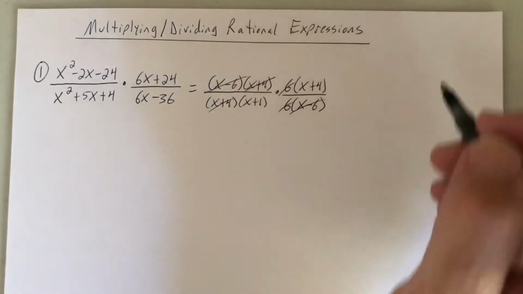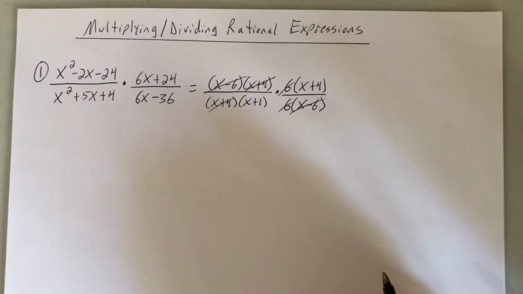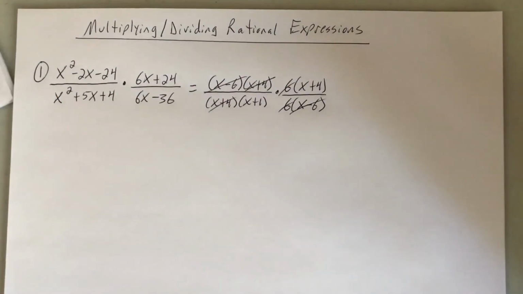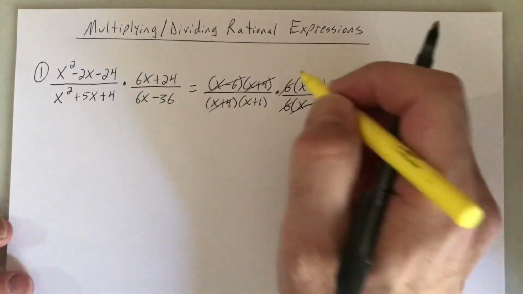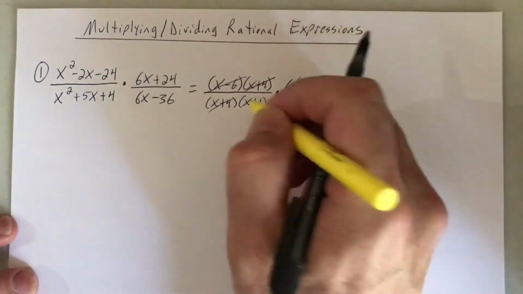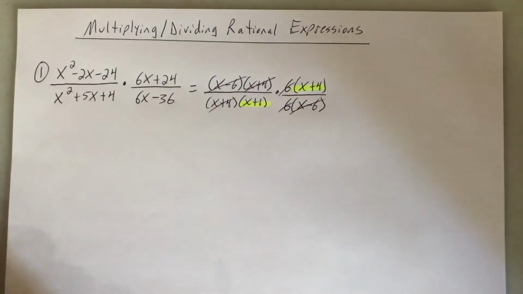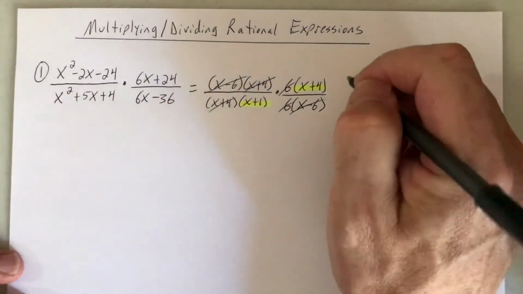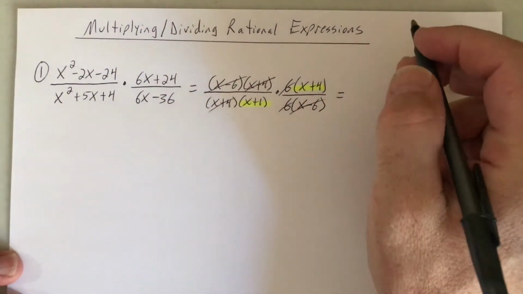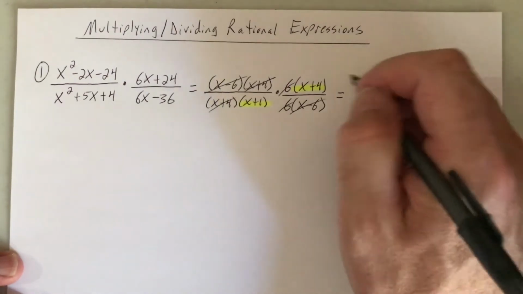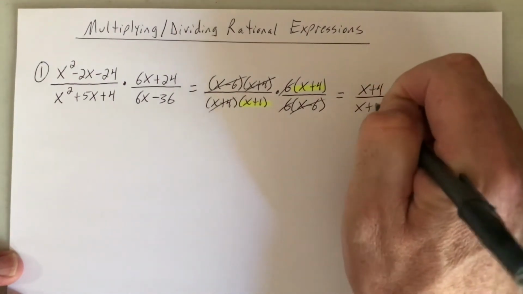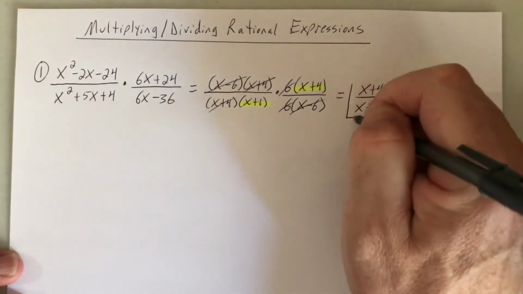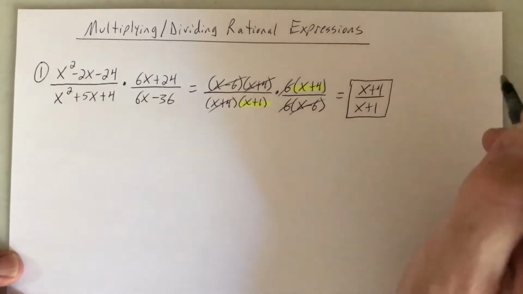Now what I like to tell my students to do is typically to highlight what's left over when you are doing this, so you make sure you don't miss anything. What I didn't cross out was the x plus 4 up in the top and the x plus 1 in the bottom. So now I can rewrite this with basically what's left in the numerator and the denominator. That's going to be x plus 4 over x plus 1. And that is the answer for this one.